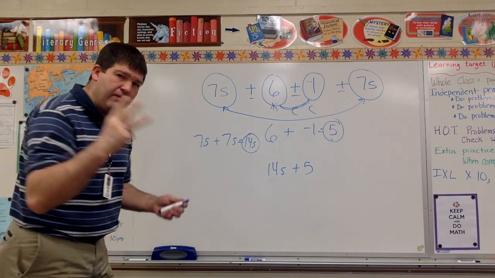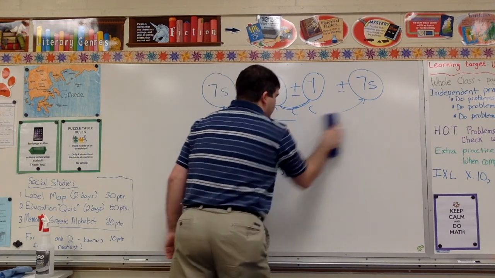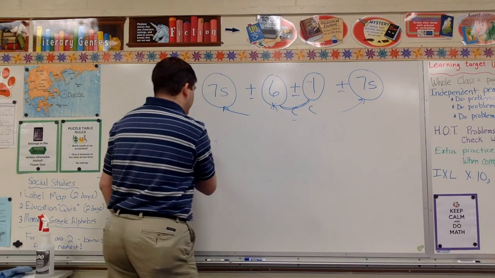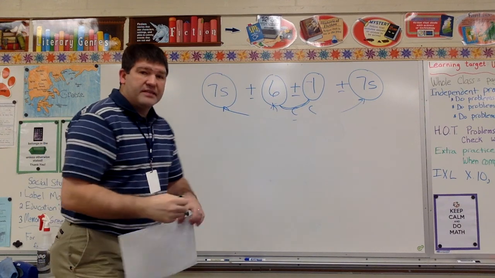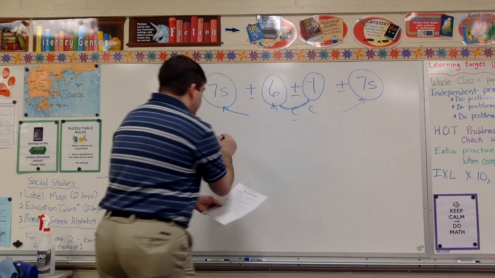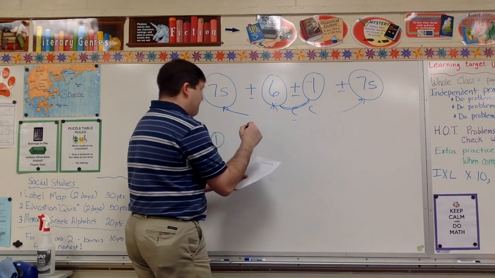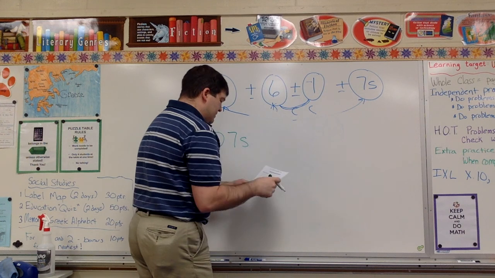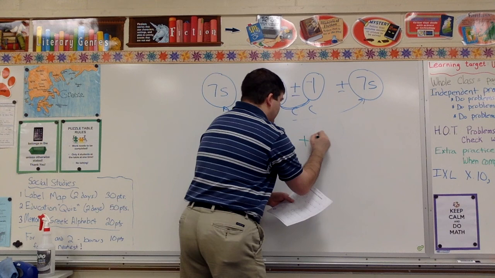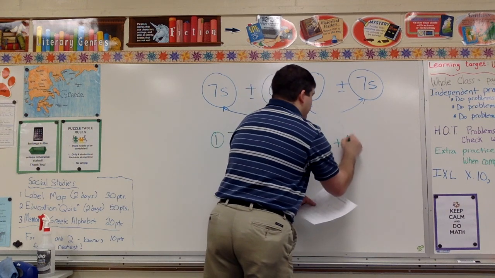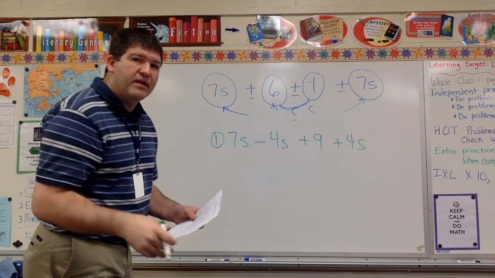Okay, I'm going to give you 3 problems. 2 are math problems, and another one is something else. Here's what I want you to do for your homework. On a piece of paper, I want you to simplify these 2 problems. Number 1, I want you to simplify 7s minus 4s plus 9 plus 4s. So go ahead and try that one out. We'll go over it in school.